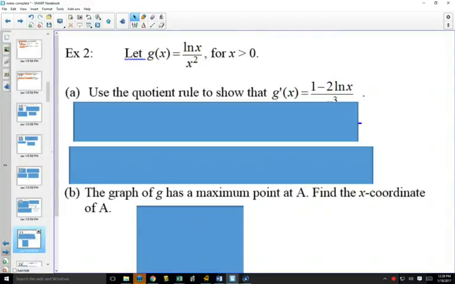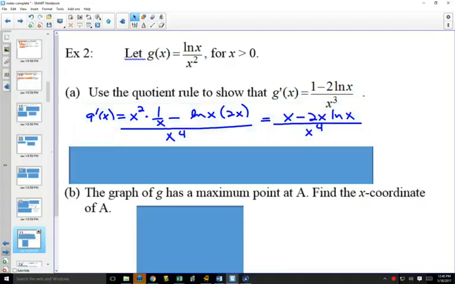So I'd like you to try to show that part to practice your derivatives. And then we're going to try to find a maximum for this function. Quotient rule: keep the bottom the same, derivative of the top, subtract, keep the top the same, derivative of the bottom, over the bottom squared.